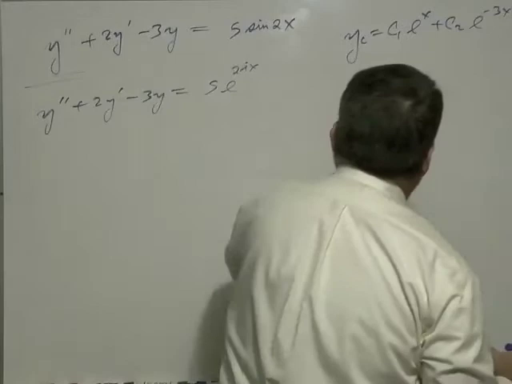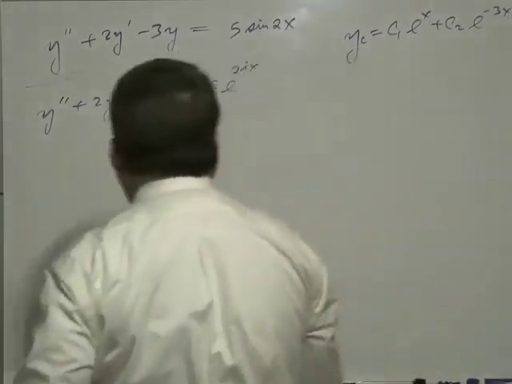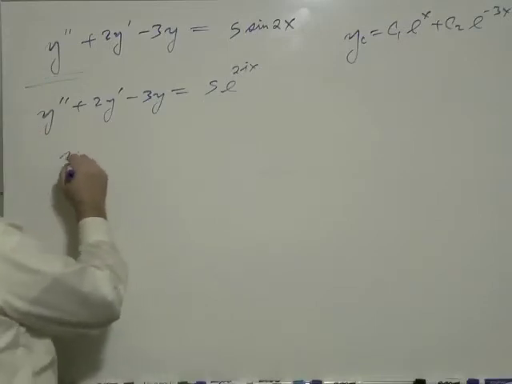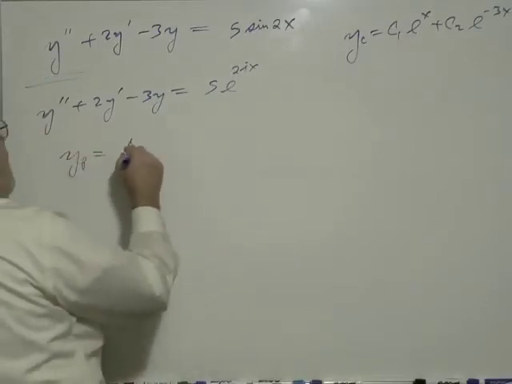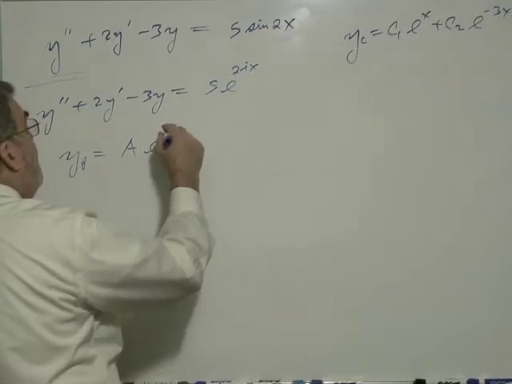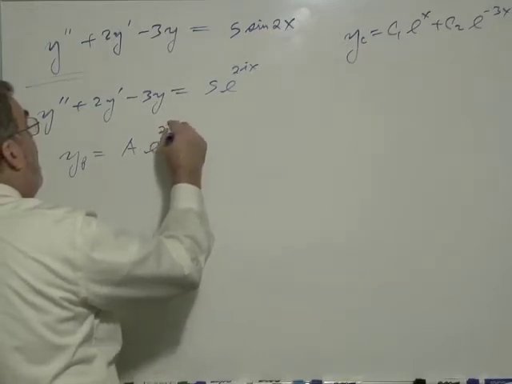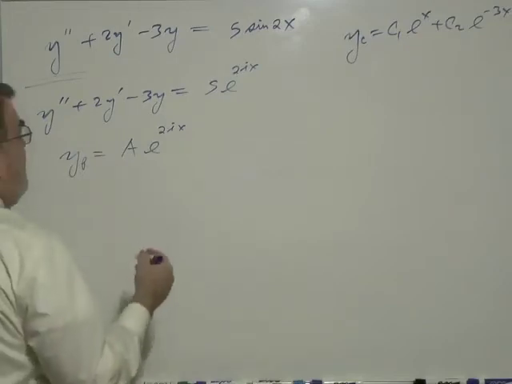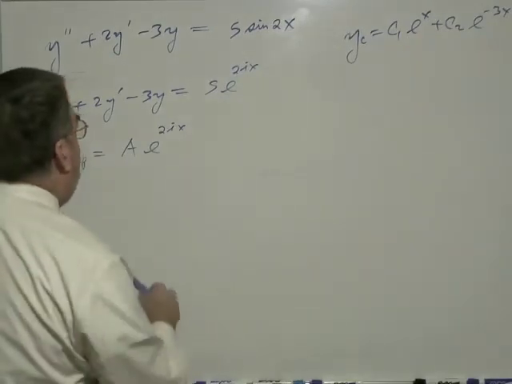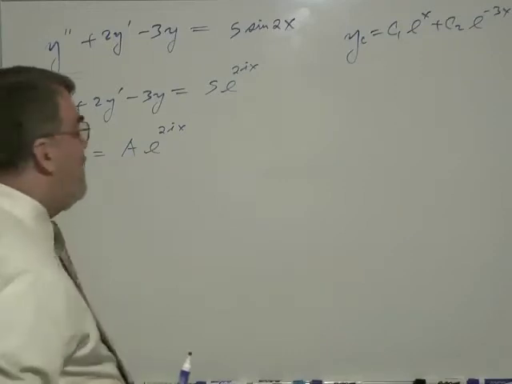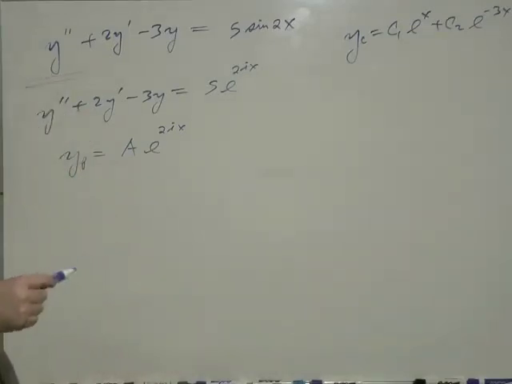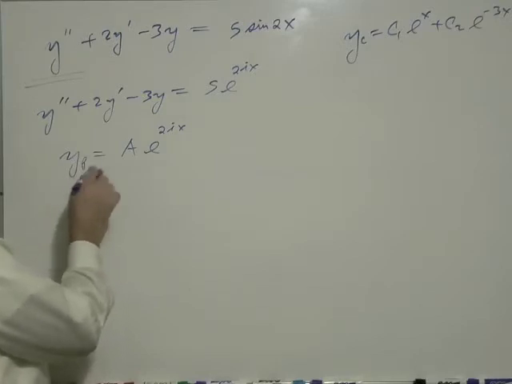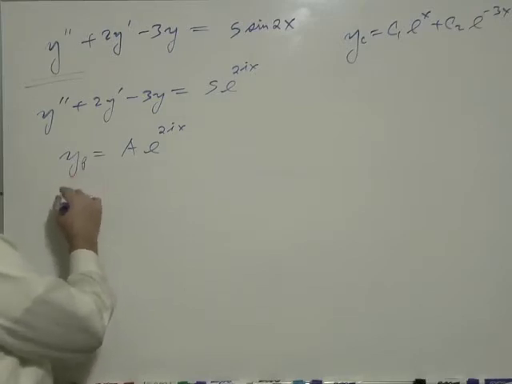I'm going to let my y particular, since I have an exponent form here, be a e to the 2ix. And now it's interesting here because I only have one unknown, but there'll end up being two unknowns later on down the road. So we'll see that happen here in a moment.